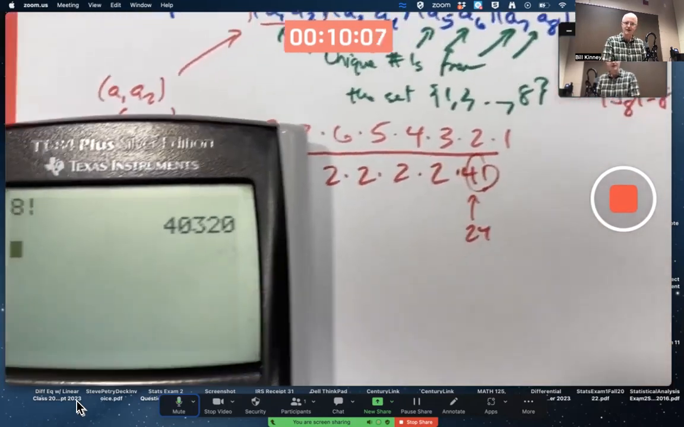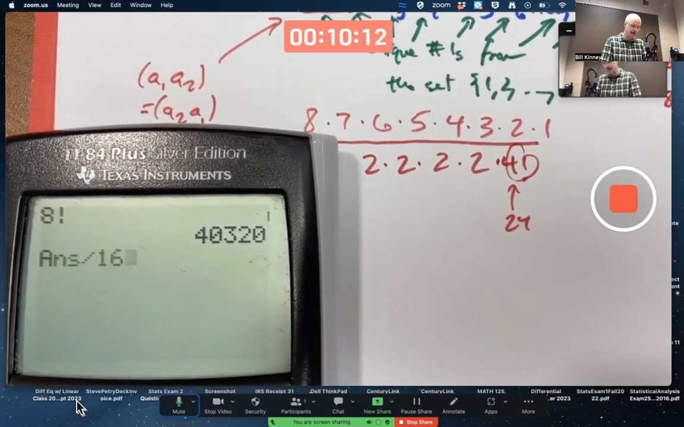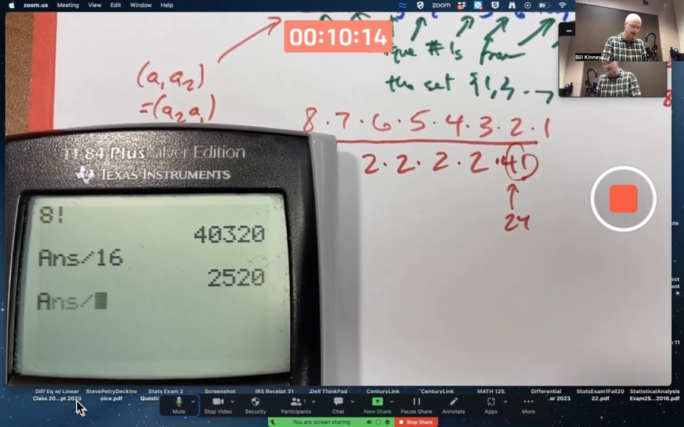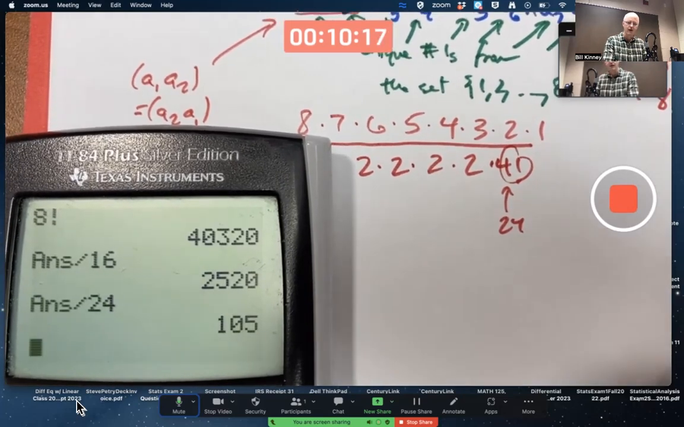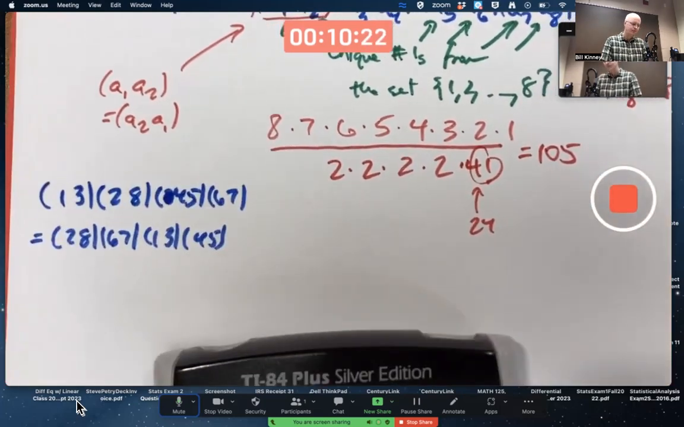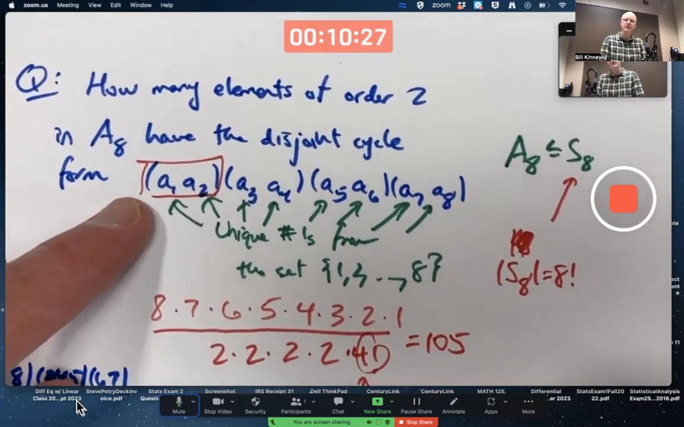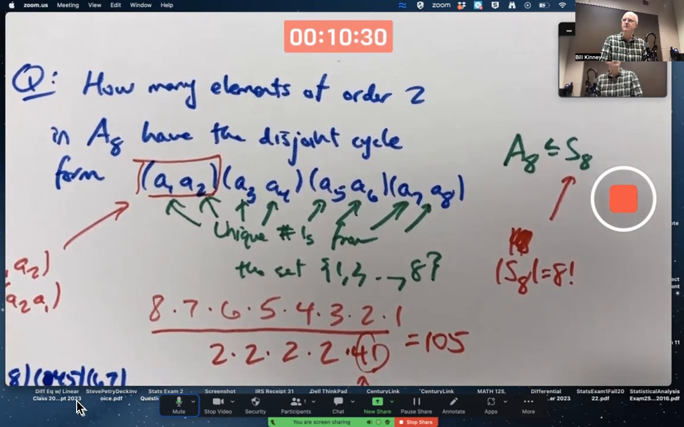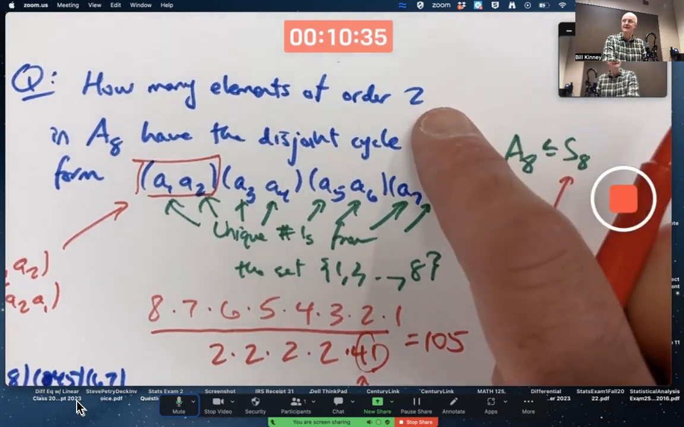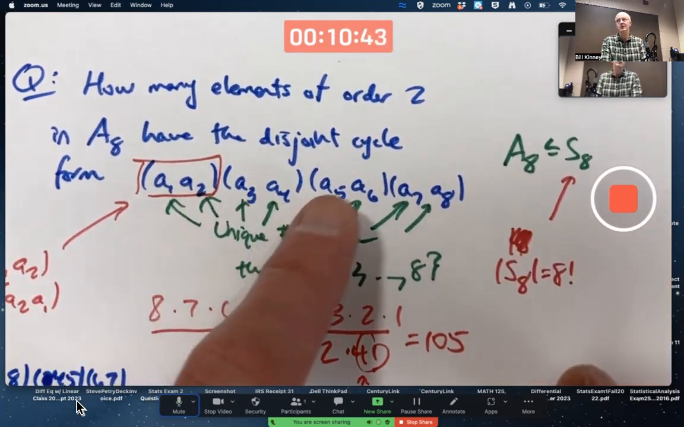So the final answer here is to take the 40,320, the 8 factorial, 2 to the 4th is 16, divide by 16, also divide by 4 factorial, divide by 24. There are 105 elements of order 2 in A8 that have this disjoint cycle form. They are order 2, right? Because being disjoint cycles, the order is the LCM of the lengths, but the LCM of 2, 2, 2, and 2 is 2.